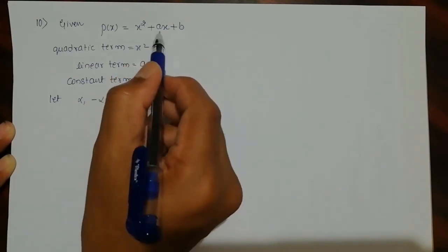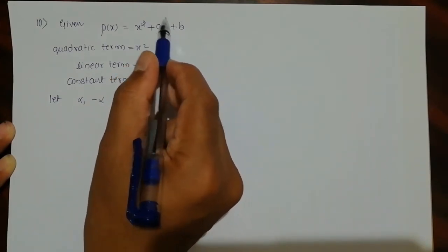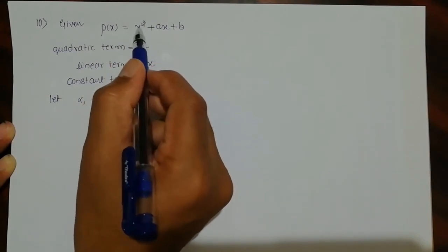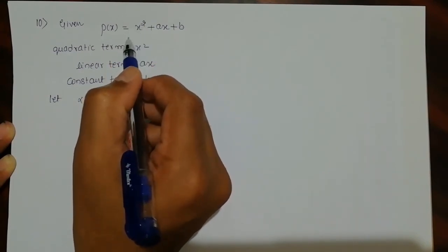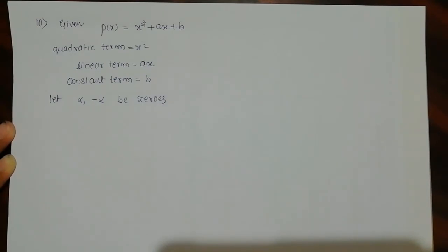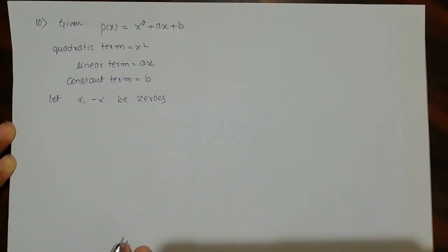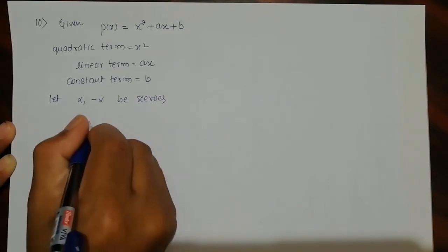I told you this already, but remember it, this is new terminology for you. Wherever there is an x, that entire term is called linear. If there is x square, it is the quadratic term. If there is x cube, it is the cubic term, like that. Just remember this, because in the options he is going to mention linear term, constant term, like that.